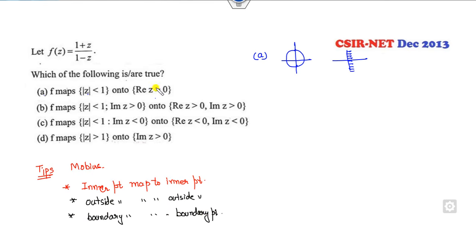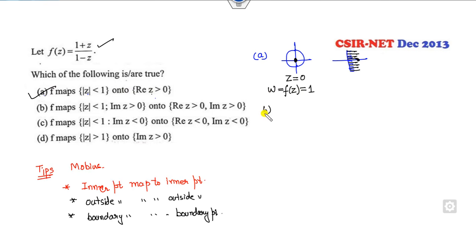Fine. Then which of the following is or are correct? So this is the circle here. Take any point inside it. This is the point inside. If I take Z is 0, what is my f of Z? F of Z is 1, which is W. So what is that? Real part is 1, which lies here, which is also in the portion of the shaded region, and it satisfies this property.